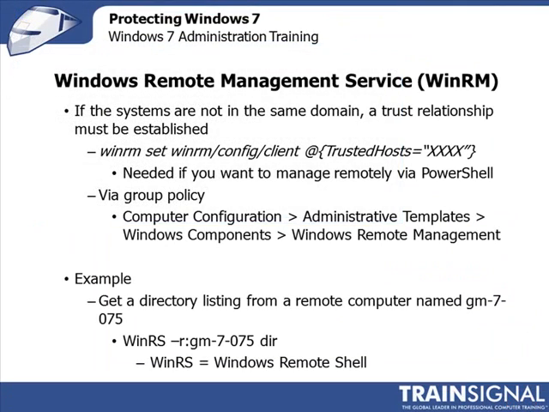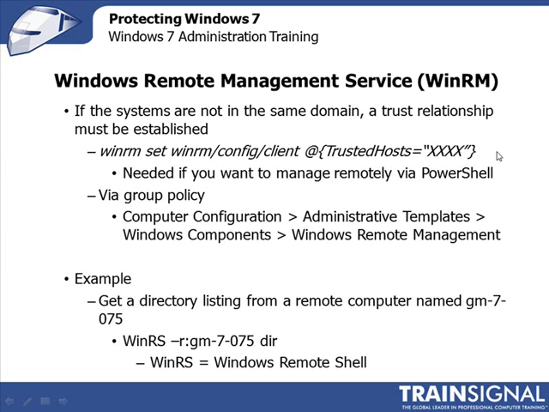All we've done at this point is configure the machine to be able to accept incoming WinRM connections. We haven't told it from where it's allowed to accept those connections. If the systems are in the same domain, then you don't have to do anything else. You can actually start using WinRM right away. If, however, those systems are not in the same domain, you have to take some additional steps. You basically have to establish what are called trusted hosts, and this is absolutely necessary if you want to manage remotely via PowerShell for a machine that's outside the domain. So this is the command you would use to do that.